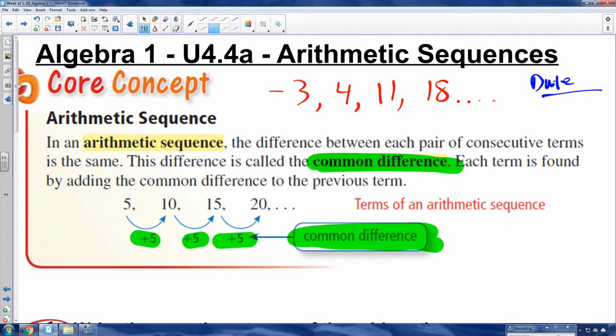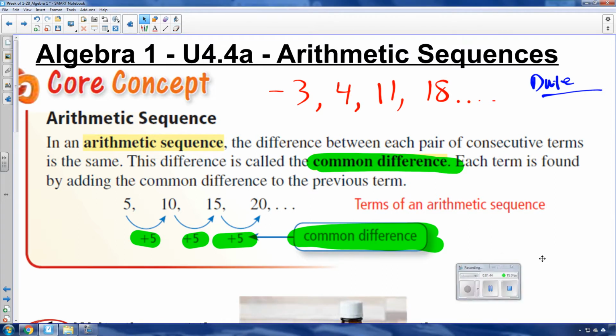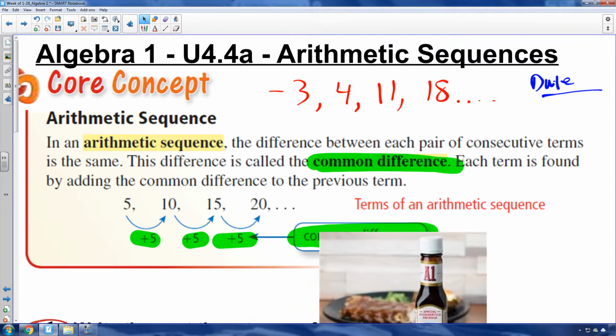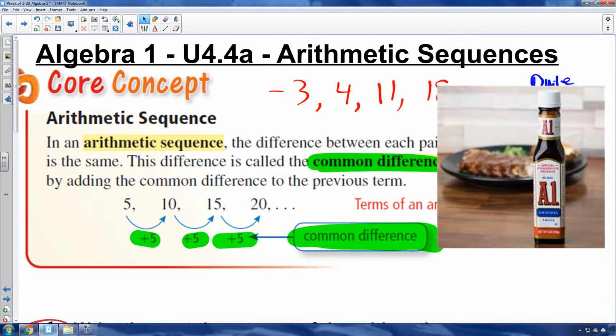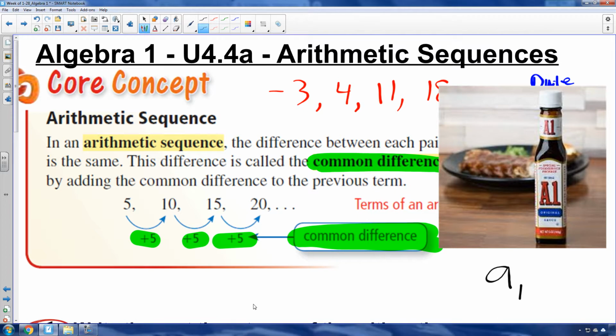Good. Now there's another thing that we're going to want to talk about, the first term of the arithmetic sequence. Now the first term in an arithmetic sequence, we're going to refer to as A1, okay? A1. So it's like A for arithmetic, right? And then 1 for the first term, okay? Now if A1 is the first term, what do you think the fifth term is? A5, that's the fifth term. And the 11th term is A11. So that's notation.